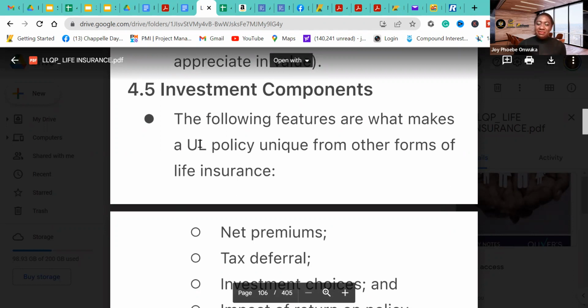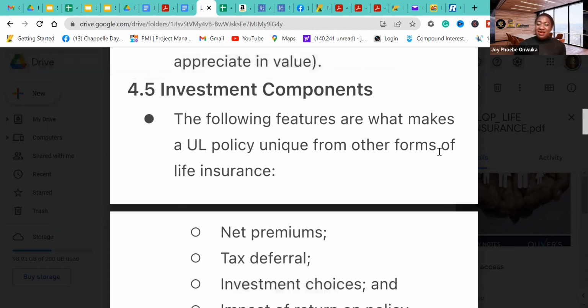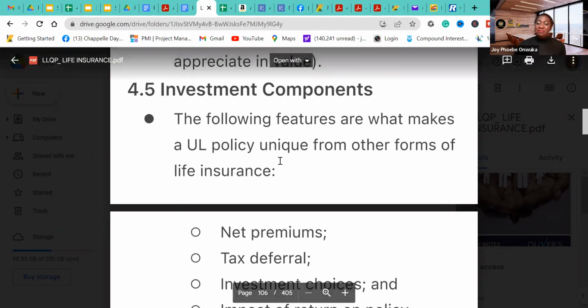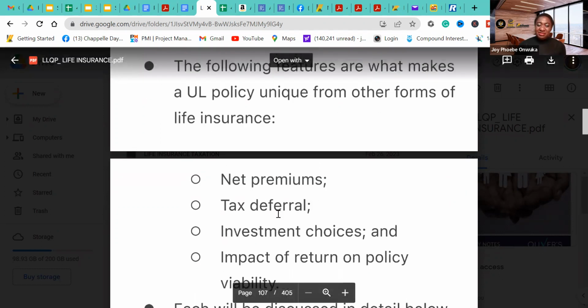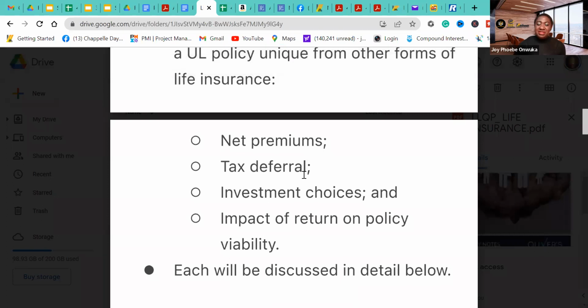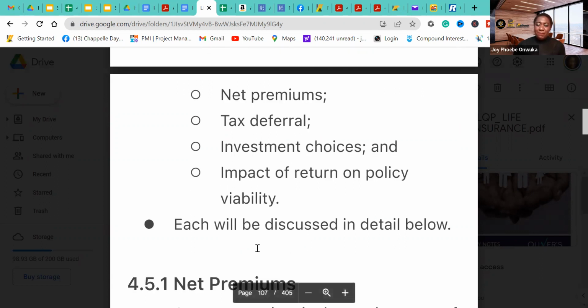All right. Investment components. The following features are what makes a UL policy unique from other forms of life insurance: net premium, tax deferral, investment component choices, and impact of return on policy viability. Each will be discussed in detail below.